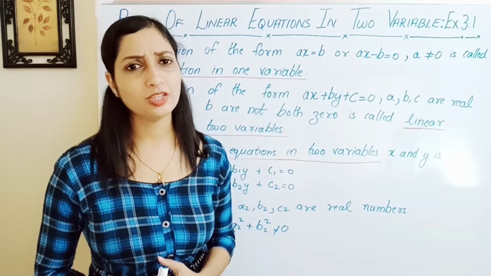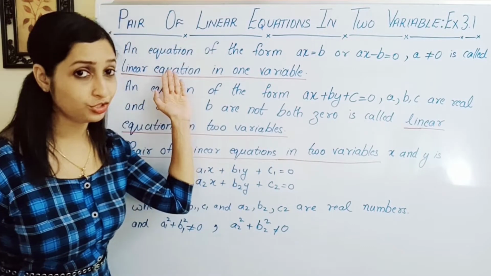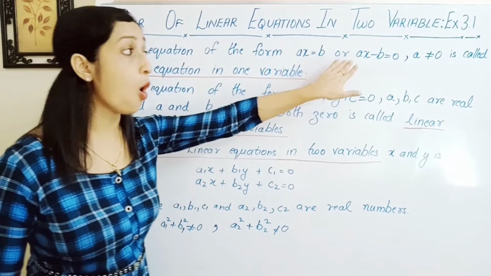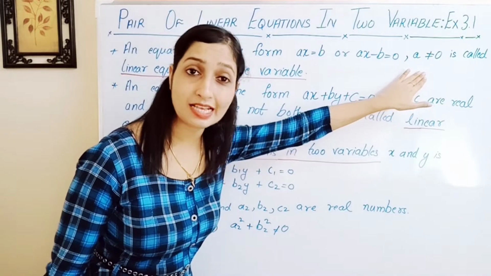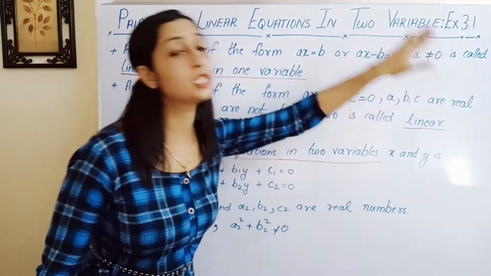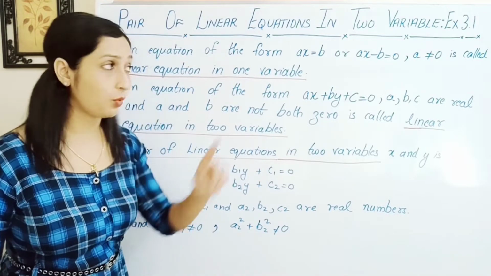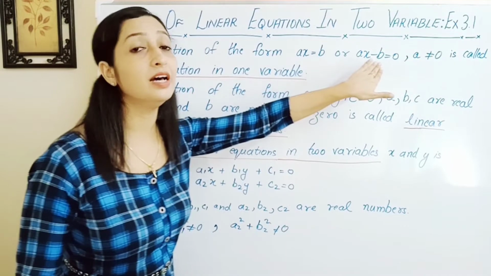So what is a linear equation in one variable? An equation of the form ax = b or ax - b = 0, where a is not equal to 0, is called the linear equation in one variable. Why one variable? Here x is the only variable in the equation.